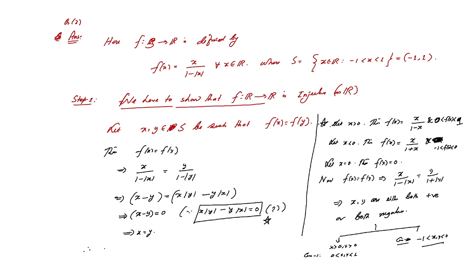So what we have proved here, we have proved f(x) equals f(y) implies x equals y. Now since x, y belongs to S, this is arbitrary. So therefore we can write f(x) equals f(y) implies x equals y for all x, y belongs to S. And hence our conclusion is f: S to R, this function is injective.